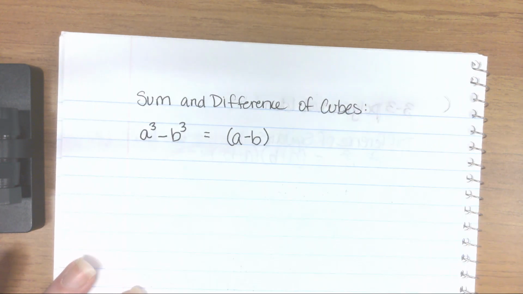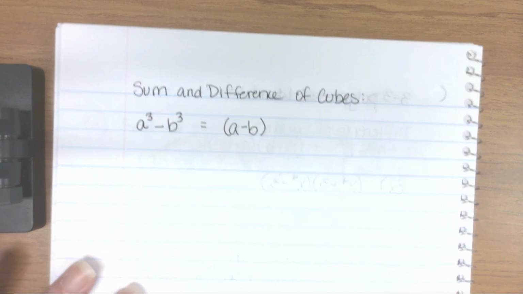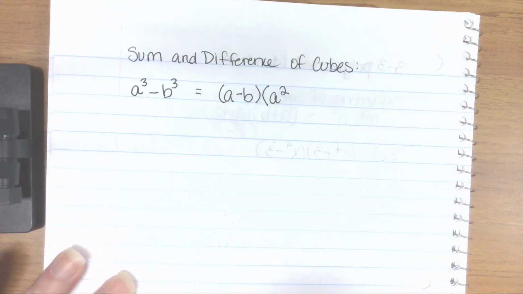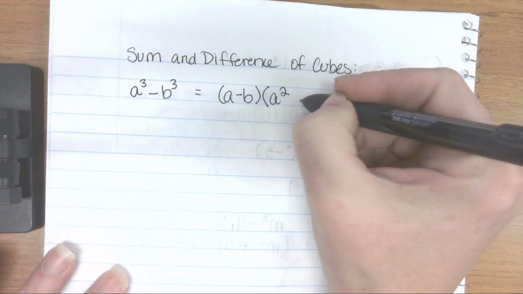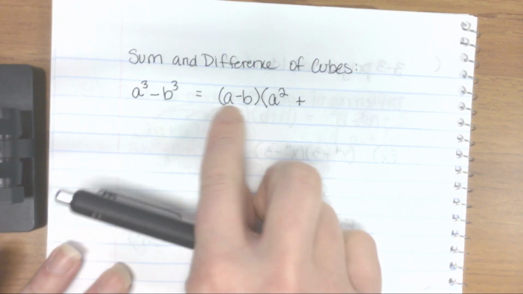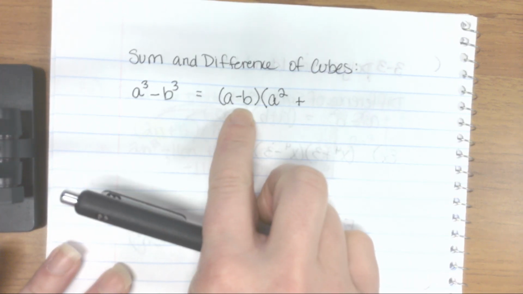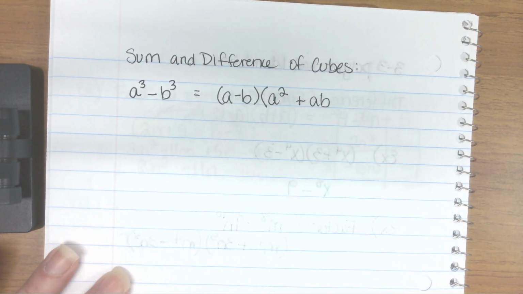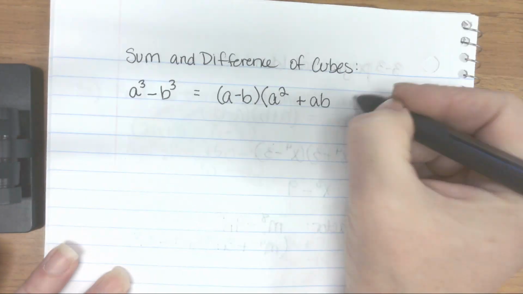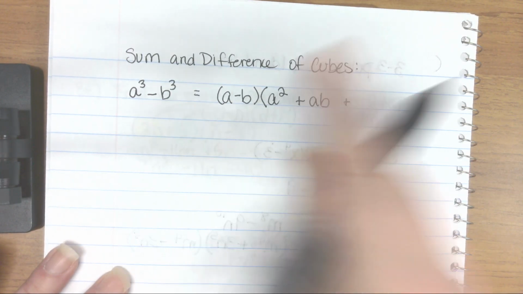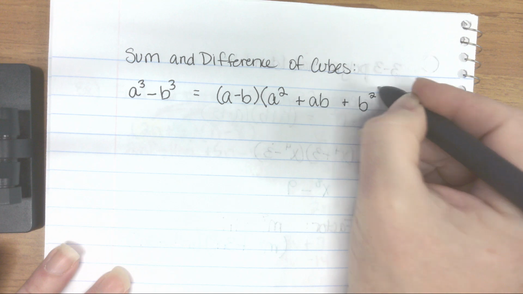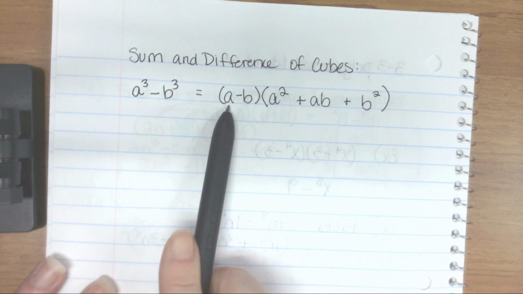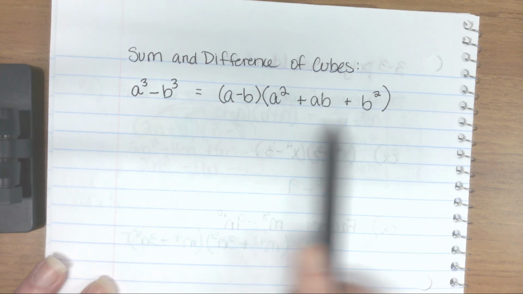So there's a linear term times A squared plus, you are going to take whatever these two things are and multiply them together, AB, and then plus the last term squared. So the first term has a subtraction, and the quadratic, or the trinomial, is all addition.